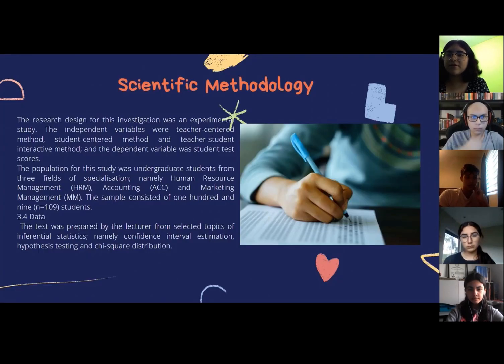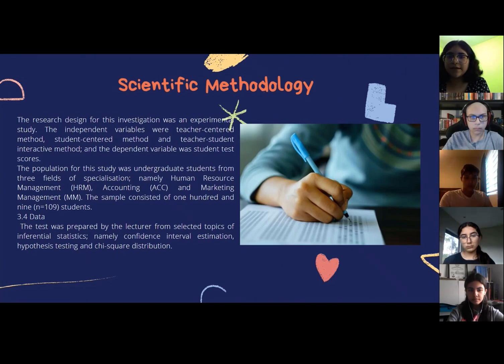The scientific methodology for this study, the research design for this investigation, was an experimental study. The independent variables were the teacher-centered method, student-centered method, and teacher-student interactive method, and the dependent variable was student test scores. The population for this study was undergraduate students from three fields of specialization, namely human resource management, accounting, and marketing management. The sample consisted of 109 students.